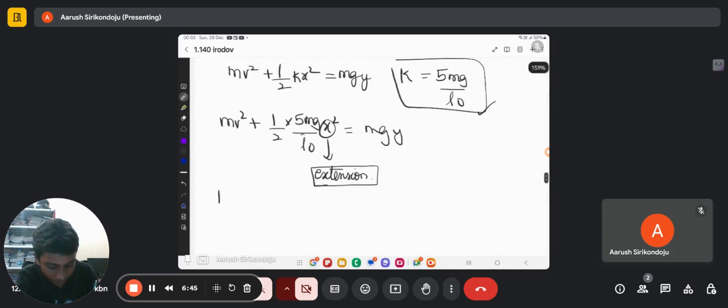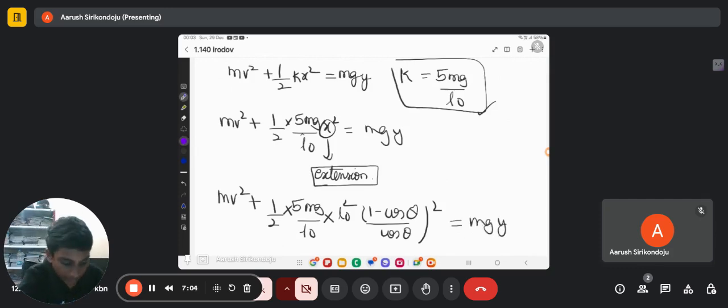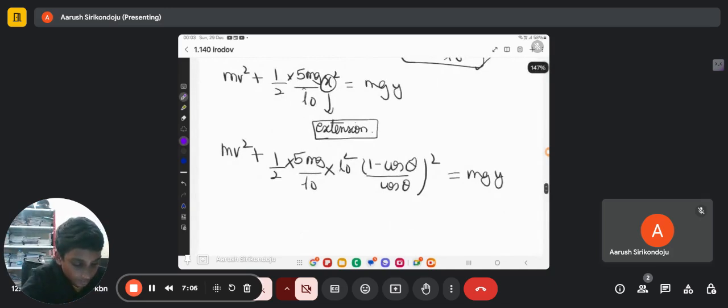So mv square plus half into 5 mg upon L naught into L naught square into 1 minus cos theta upon cos theta whole square equals to mgy. Now let's cancel out all the m's over here. Right.